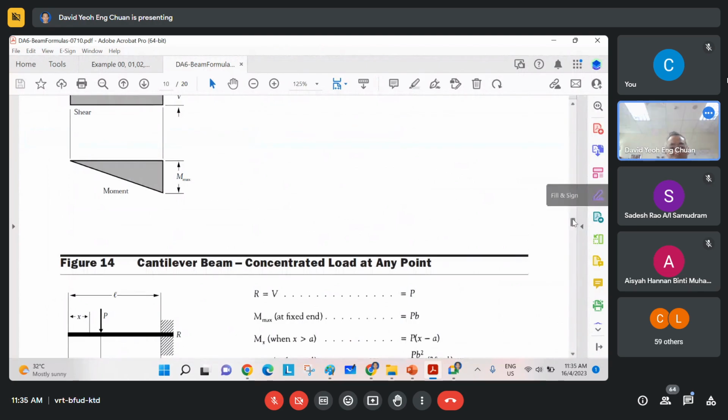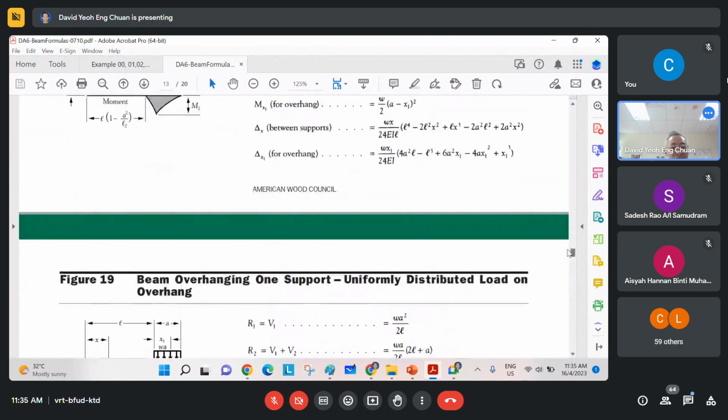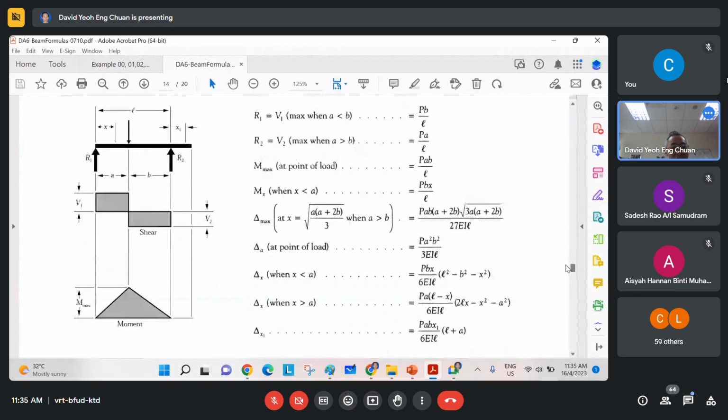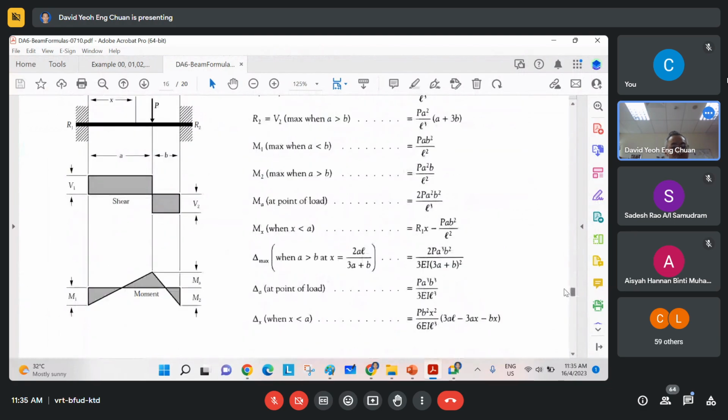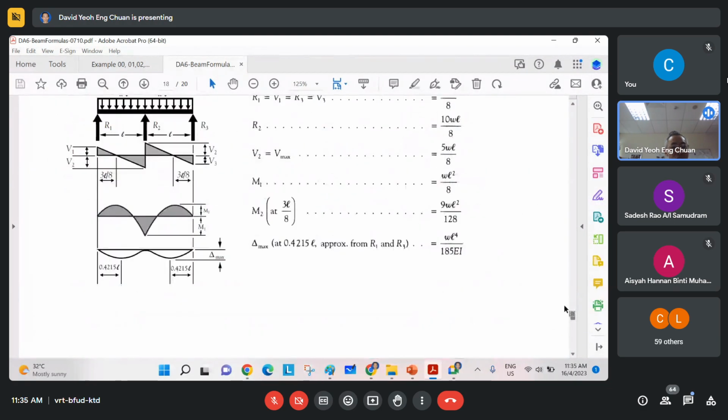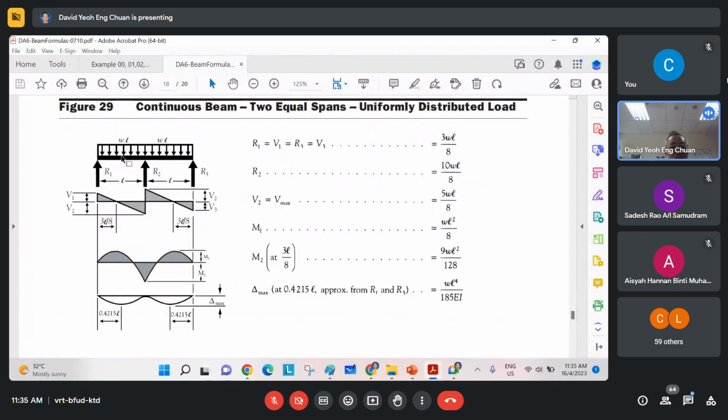or if it is indeterminate two-span, where do we go? If it is two-span, then you can have it like this. You can find your reactions, and you can find the maximum moment, hogging moment, and sagging moment. Straight away use these formulas, and your deflection. Tables like this are very useful for you to learn how to use.